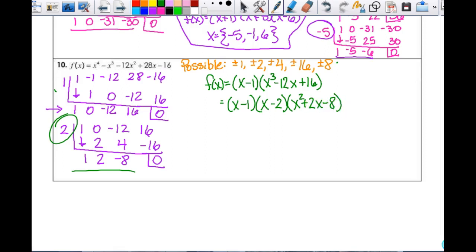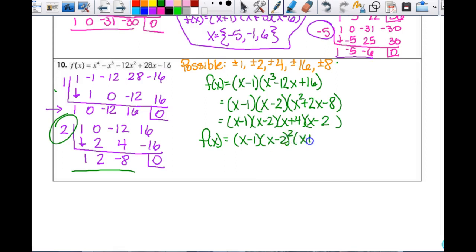Is that easy to factor? Yes, thankfully. So I get x minus 1 times x minus 2. And here, this is our opposite, 4 and 2, so x minus 2 times x plus 4. My zeros are 1, 2, and -4.